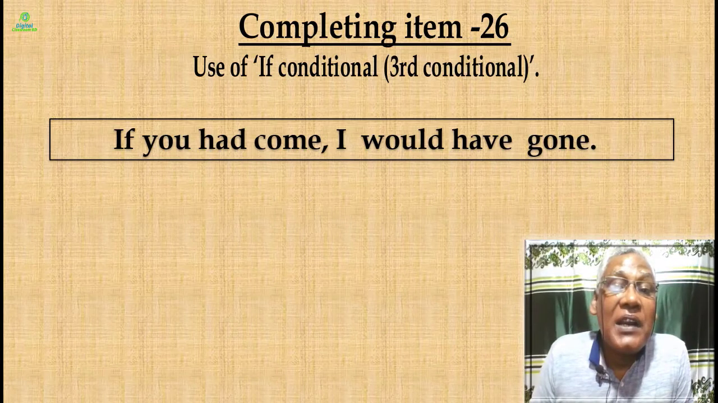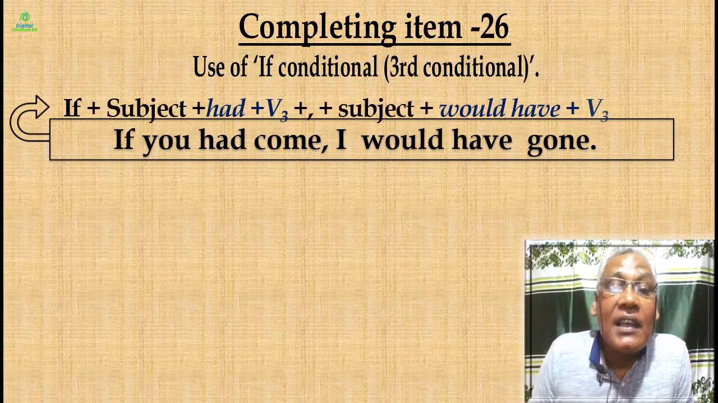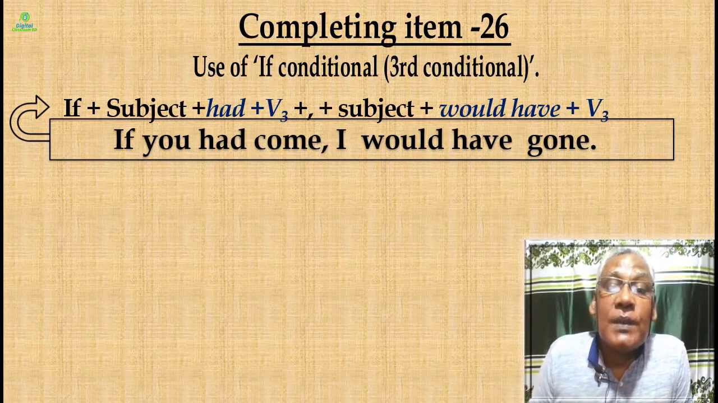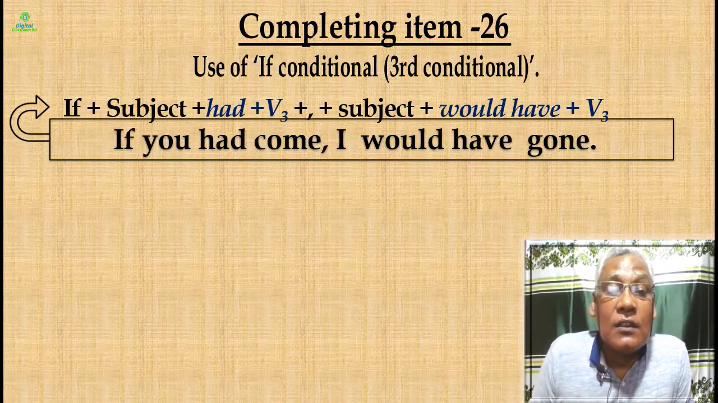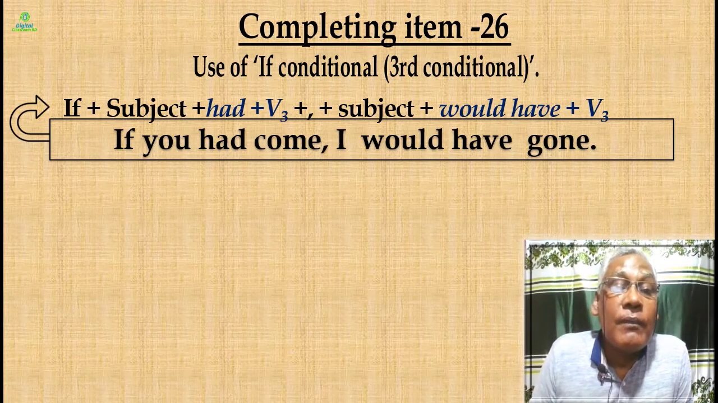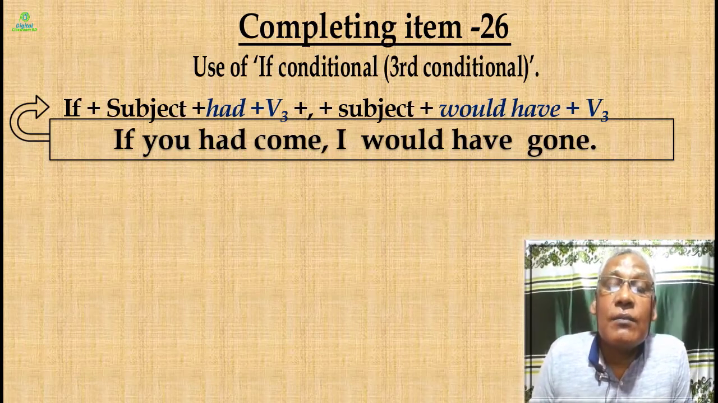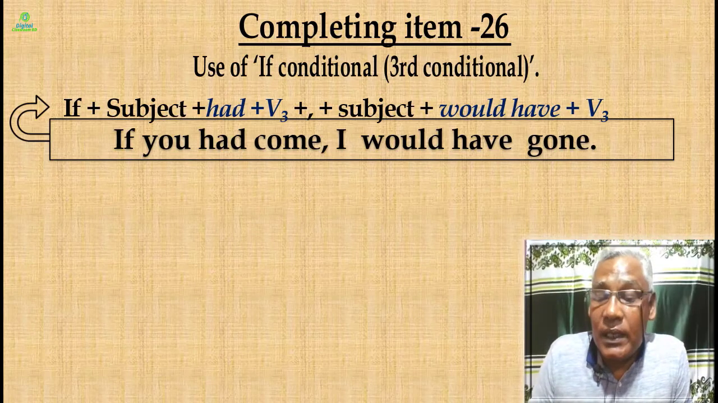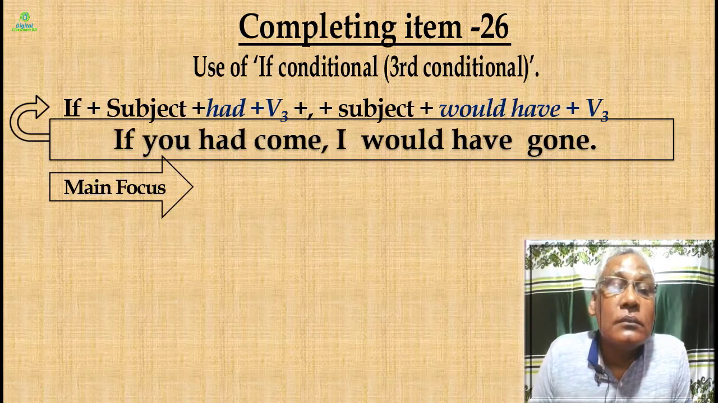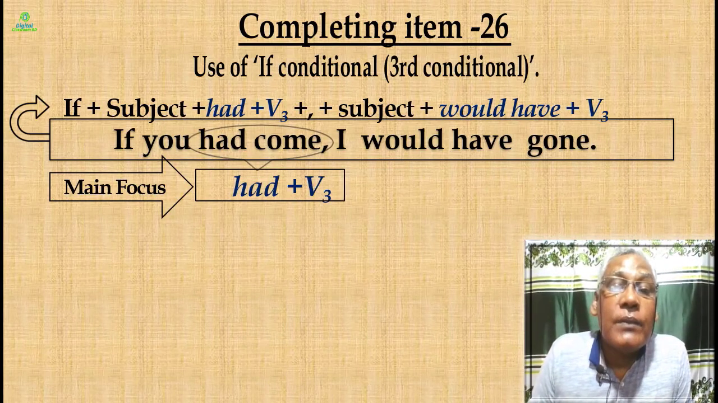If you had come, I would have gone. Have you noticed? If plus subject plus had plus verb 3, plus subject plus would have plus verb 3. So please keep it in memory. You may use would have, could have, might have, should have and verb 3. Okay. Main focus should be on had come. Okay. That means had plus verb 3.